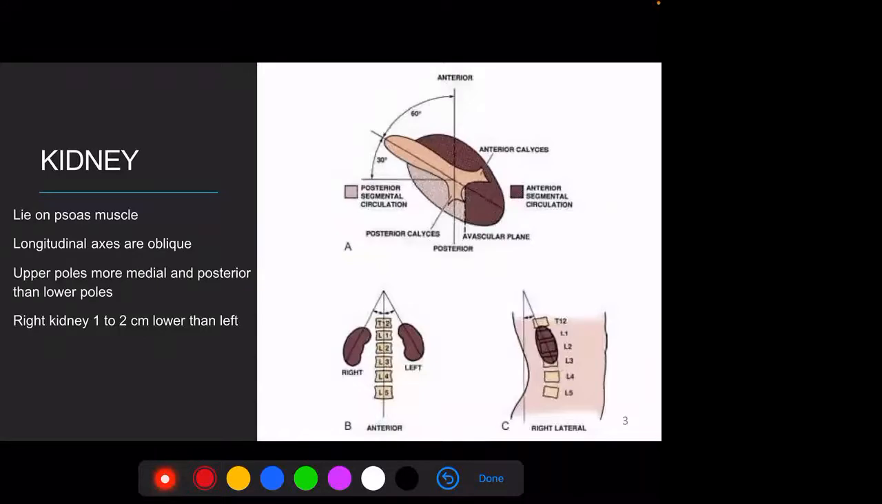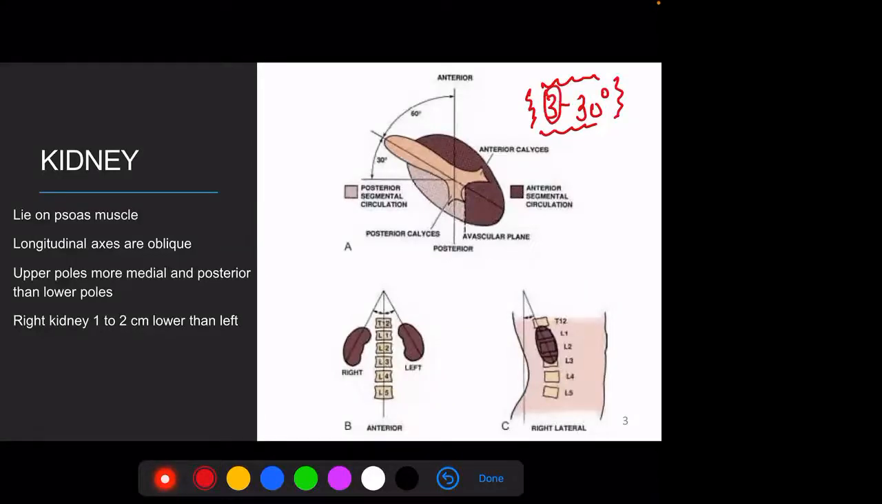Okay, so we start with the kidney. As we see in the cut sections, there are 3 30-degree angles of the kidney. Remember this thing? There are 3 30-degree angles. This is a very important MCQ. The position of the kidney is aligned in 3 30-degree angles. So what are these 3 30-degree angles?